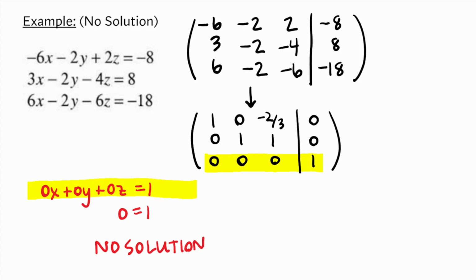And how we're going to know that moving forward, when we just go and reduce the matrix on our calculator, is when we see that row at the bottom of all zeros and then a 1. That is what's going to lead us to conclude no solution.